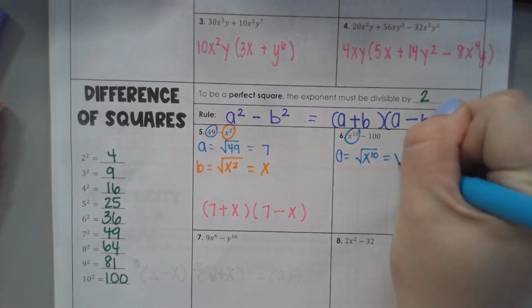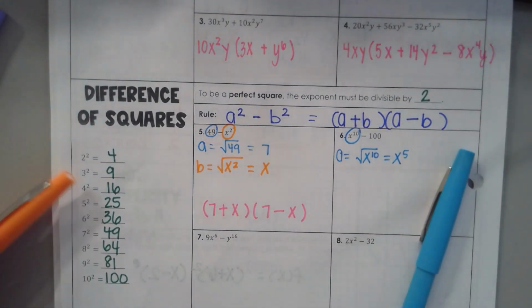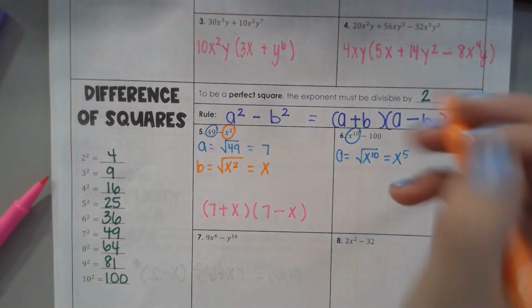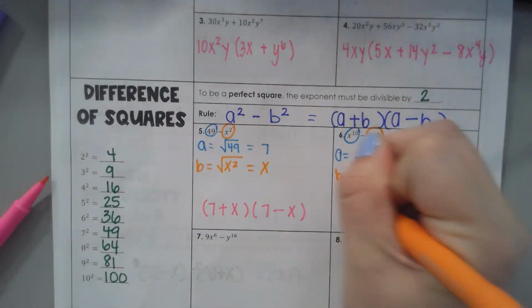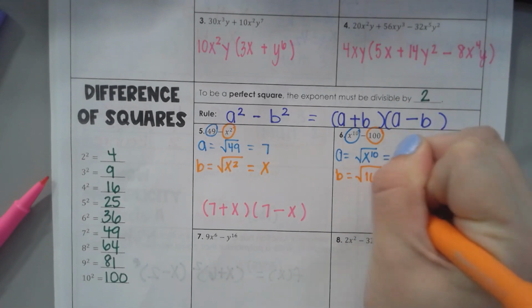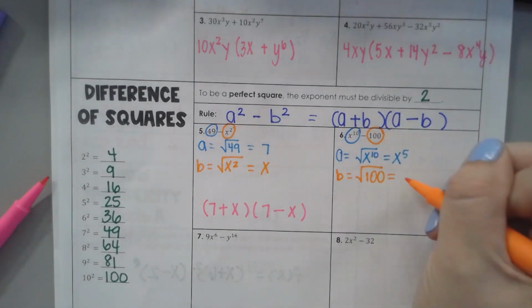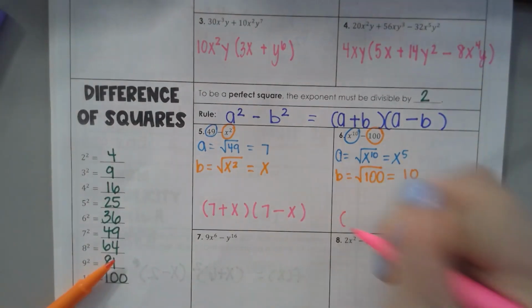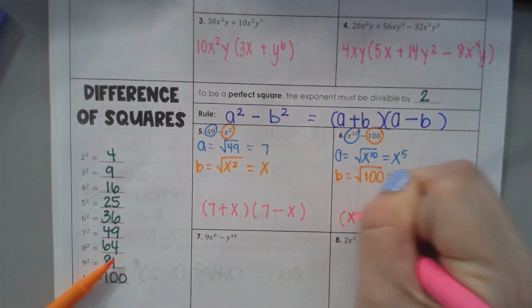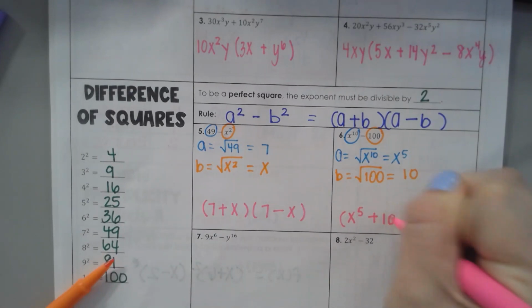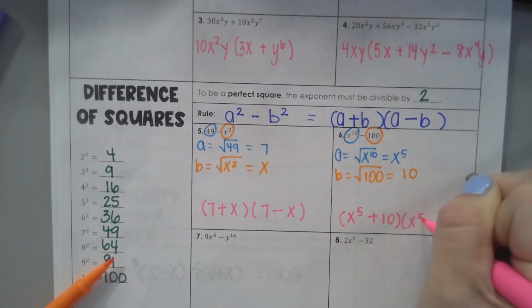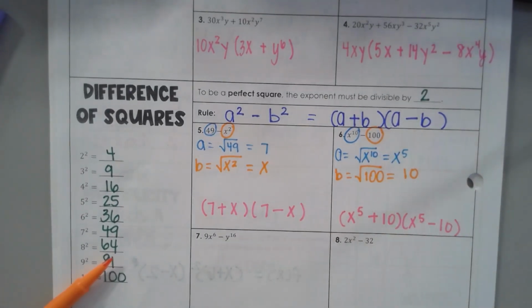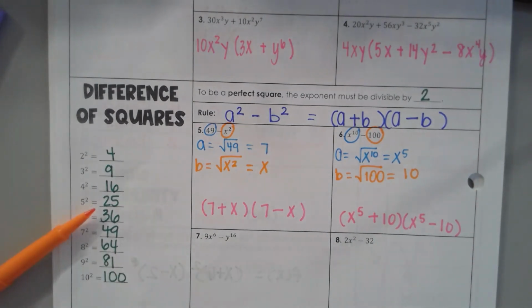X to the 5th. And for my B, I'm going to take the square root of 100, which is just 10. So when I factor this, I have x to the 5th plus 10, x to the 5th minus 10. That's your answer.